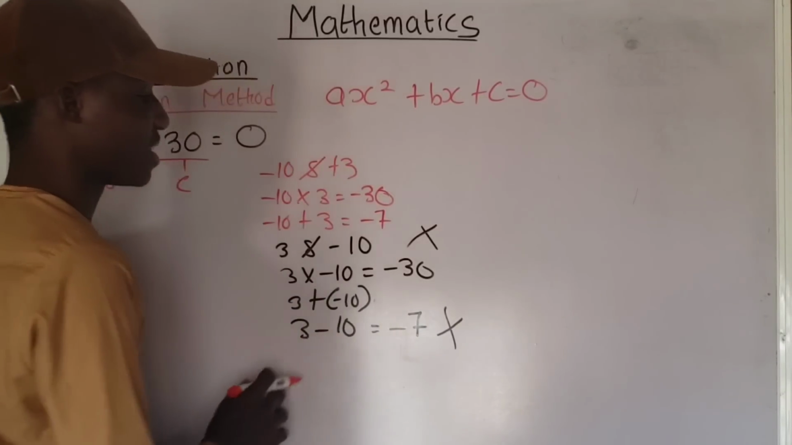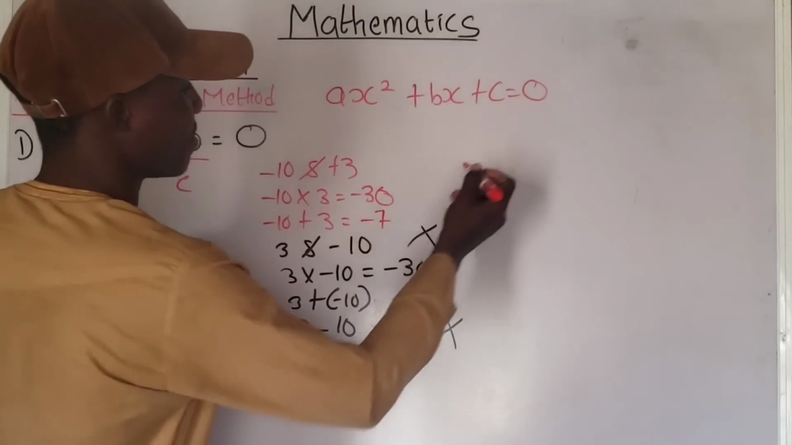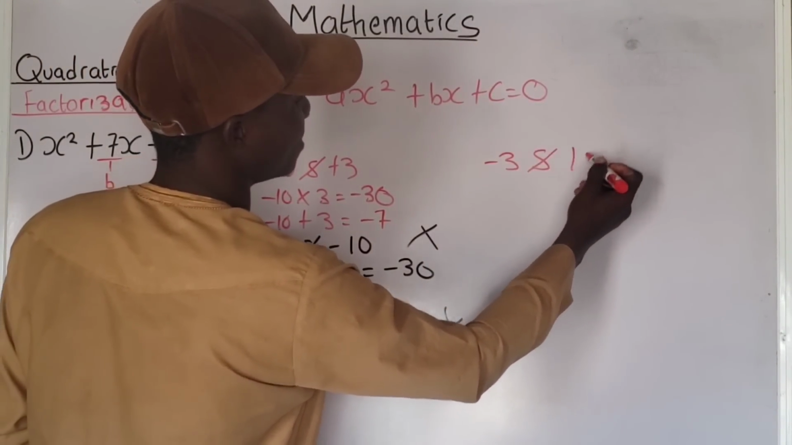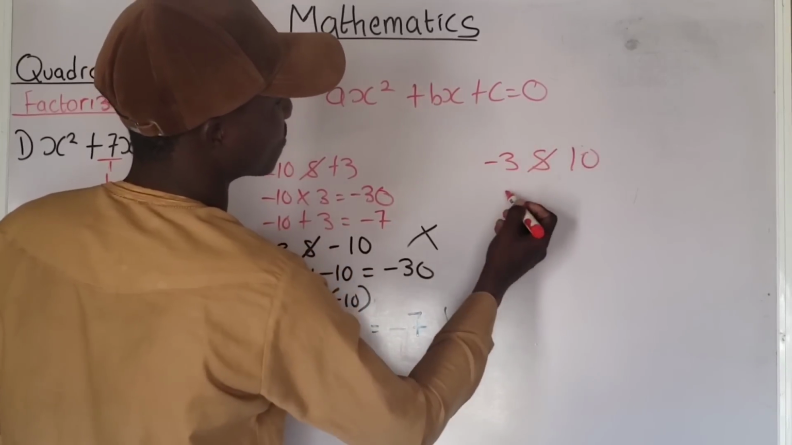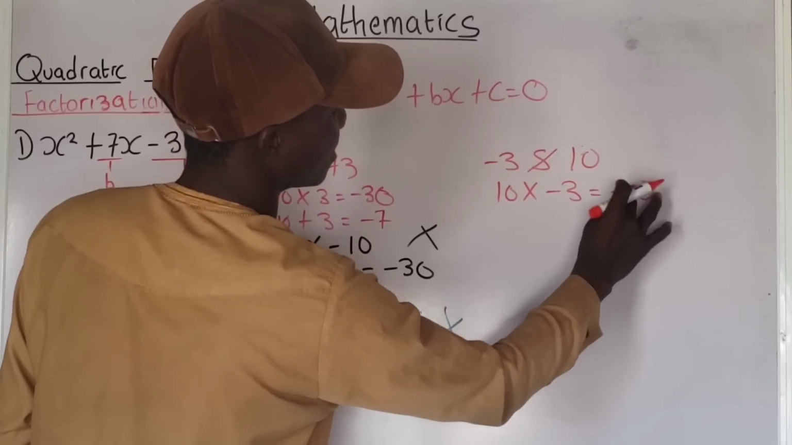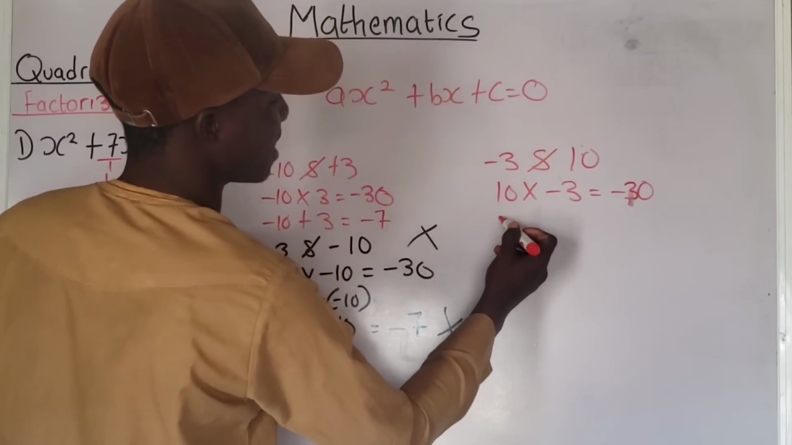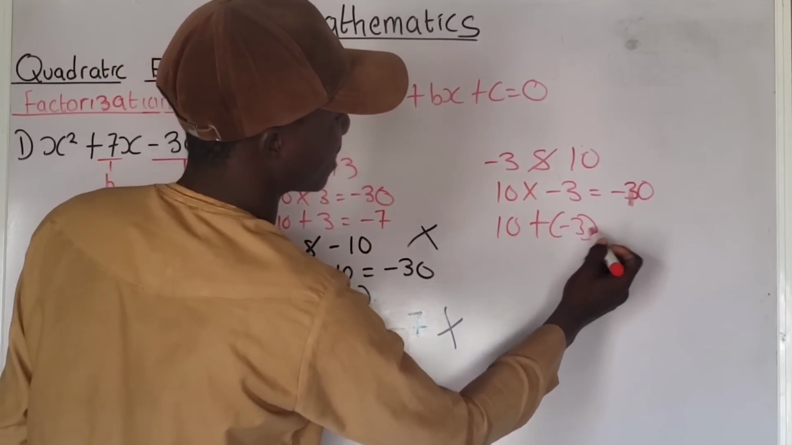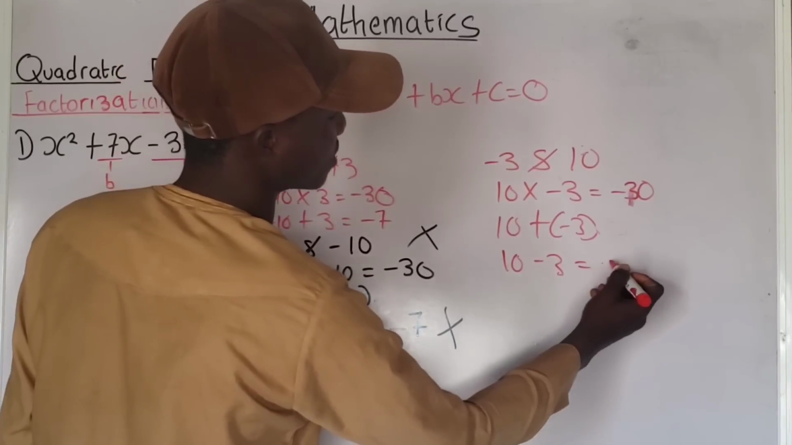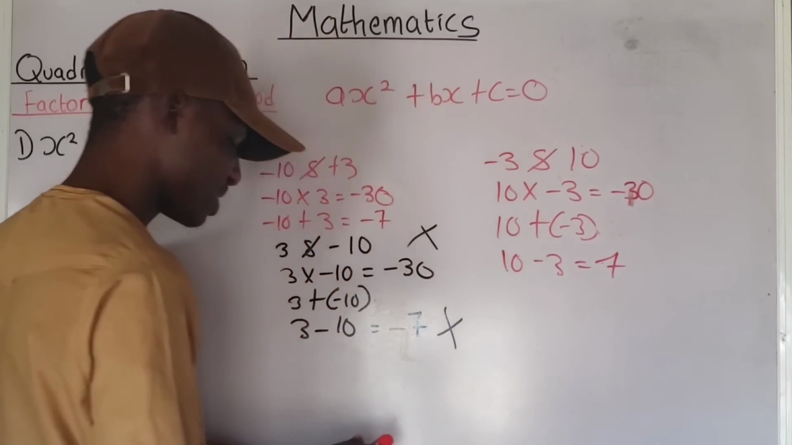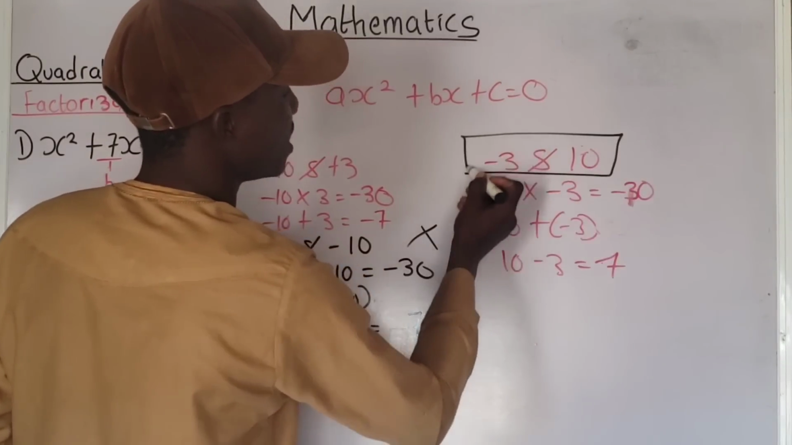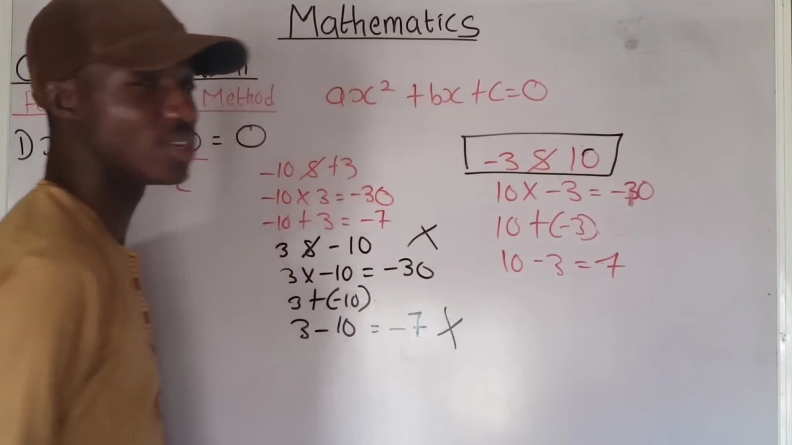Here, I'm going to change the sign now. Let us try negative 3 and 10. You understand? Okay, let's take the product first. 10 multiplied by negative 3 is negative 30. And 10 plus negative 3, let me take it step by step. 10 minus 3 equals 7. You understand? So you can see that the two numbers that will give us what we want are negative 3 and 10.